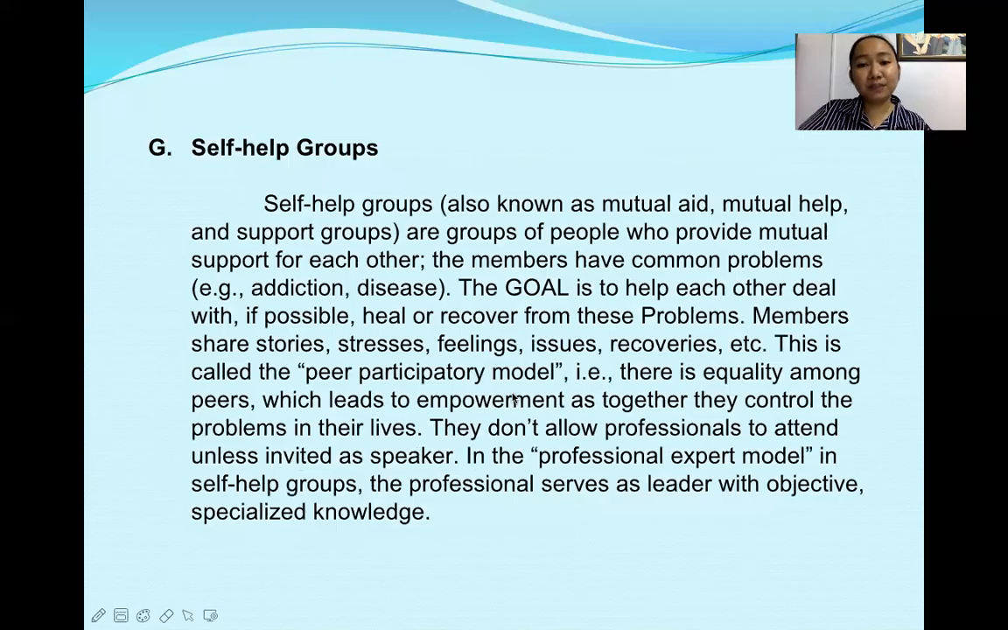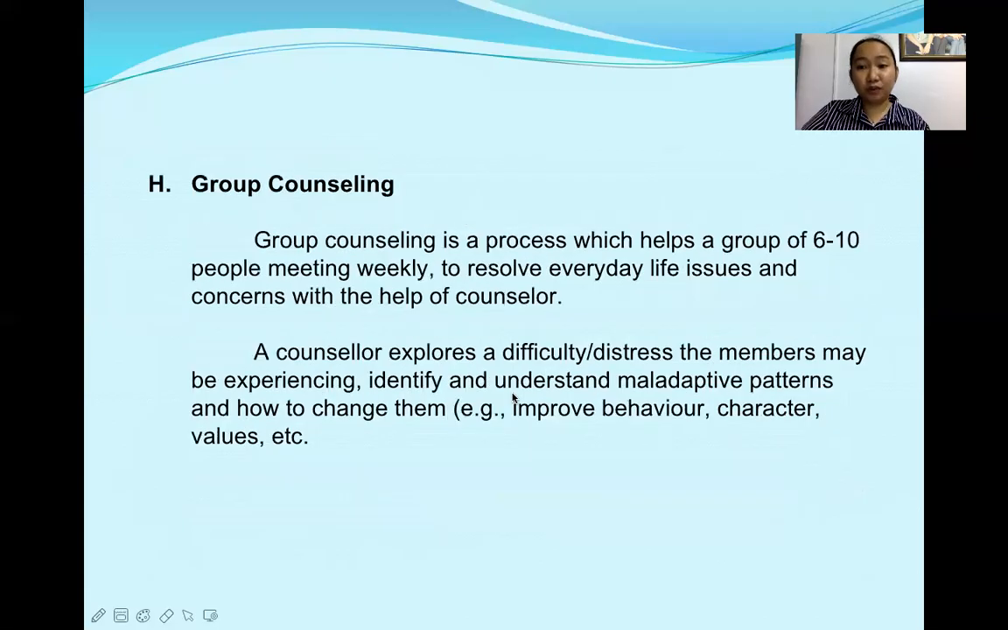And self-help groups, or we call them mutual aid, mutual help and support groups, are also important, especially in dealing with specific concerns, like when you gather people who have the same experiences, like they are all trying to stop drug addiction. So their journey towards recovery can be better helped when they are with self-help groups. So this is also a way of helping them find a support system.